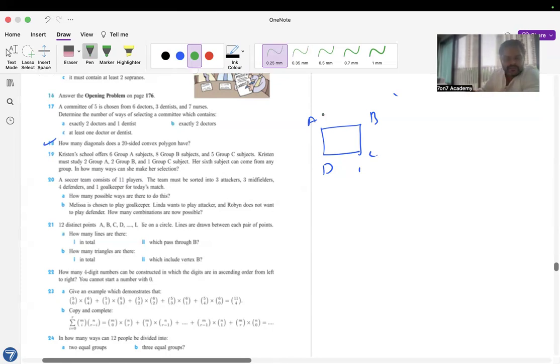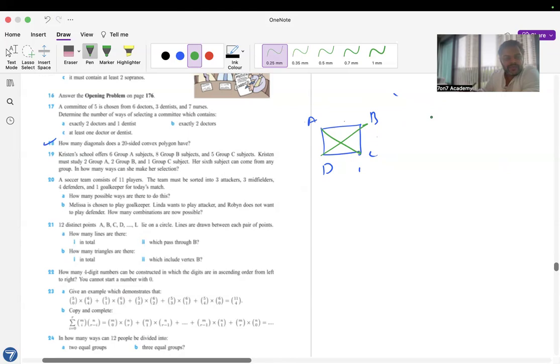In this, how many diagonals? Just tell me how many diagonals this has. So what is the rule to get diagonals? Two diagonals you have. You can clearly see these are two diagonals. Agree? If you have four vertices, then two diagonals, and four sides, then two diagonals.